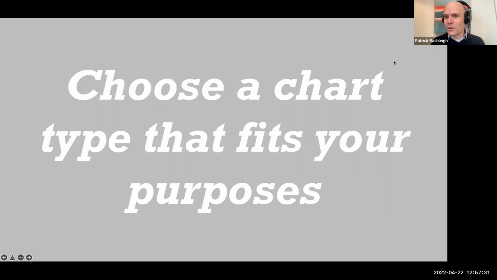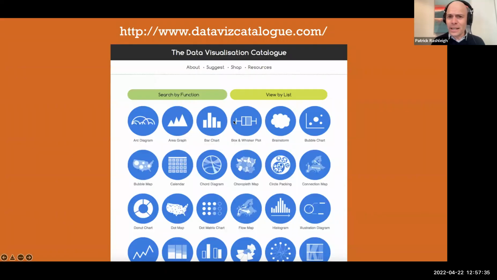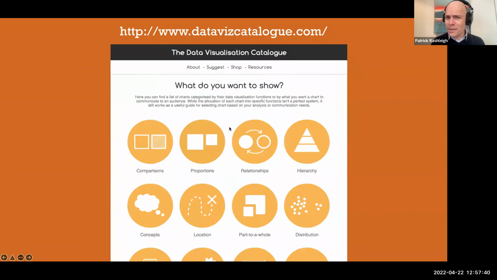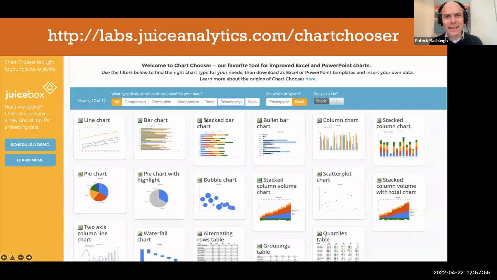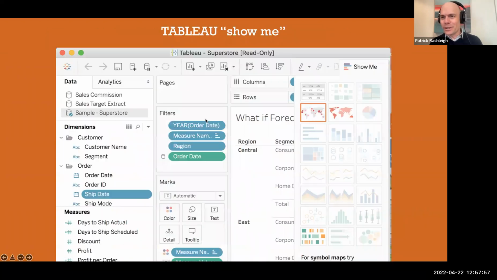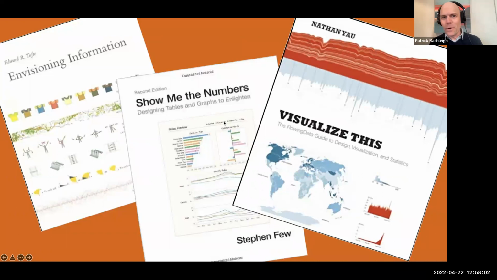So in long story short, choose a chart type that fits your purposes. And there are lots of resources to do this. I can share this. I'm going to have to zip through because we're running out of time. If anybody wants, I'm happy to send a copy of this presentation to whoever wants it, and you can grab those URLs. Normally, I have a handout when I'm doing this in person. But these are places where you can find visualizations that match your requirements.